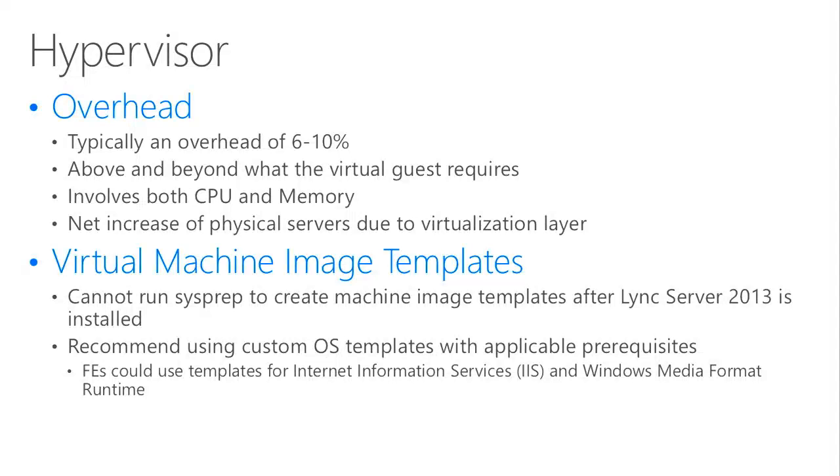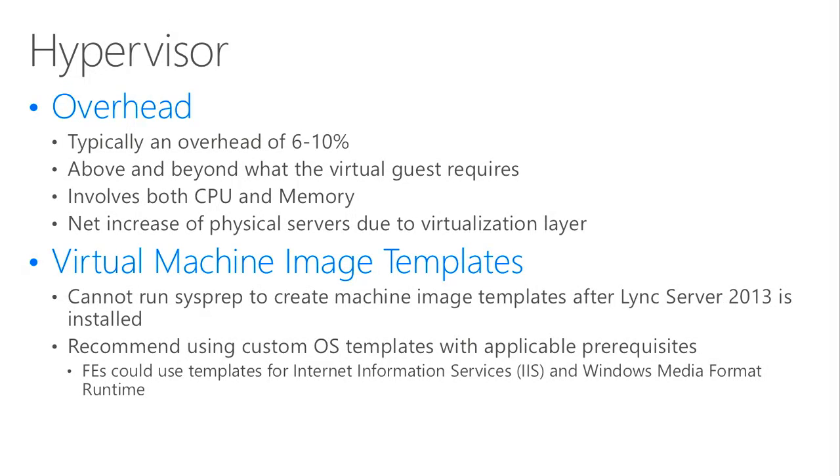So let's talk about overhead. This is without any user load. The typical overhead that we saw was around 6 to 10%. That doesn't include when you start using the Lync stress tool and applying user load onto that environment. Because it's software on software, you're always going to hit that layer of abstraction and take a hit as a result. But you want to go above and beyond what the virtual guest requires. Factors to consider are CPU and memory, and the net increase of the physical servers due to the virtualization. The number of guests you have also impacts the host, so think about the amount of overhead you're going to cause between the two.